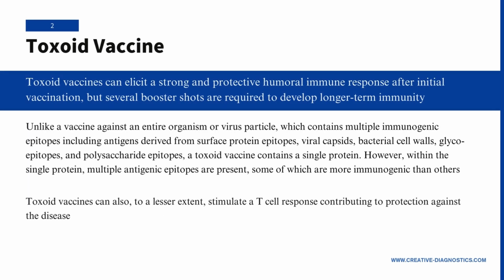Toxoid vaccines have been used since the 1920s and are known to elicit a strong and protective humoral immune response after initial vaccination, but several booster shots are required to develop longer-term immunity. Unlike a vaccine against an entire organism or virus particle, which contains multiple immunogenic epitopes including antigens derived from surface protein epitopes, viral capsids, bacterial cell walls, glycoepitopes, and polysaccharide epitopes, a toxoid vaccine contains a single protein. However, within the single protein, multiple antigenic epitopes are present, some of which are more immunogenic than others.